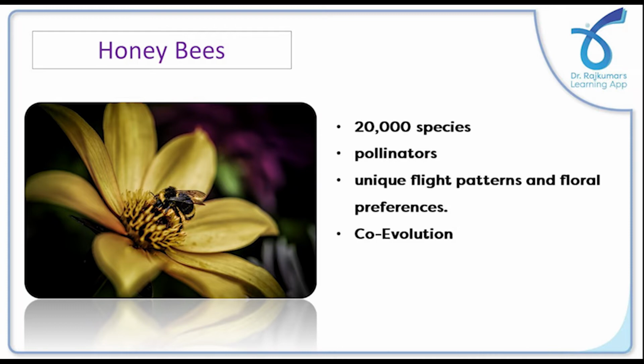Today we are going to discuss the topic: when there are no honeybees. There are about 20,000 species of bees in the world and they are the most important insect pollinators. Thousands of bee species have unique flight patterns and floral preferences, and many have co-evolved with the flowers in such a way that their body sizes and behaviors almost perfectly complement the flowers they pollinate.